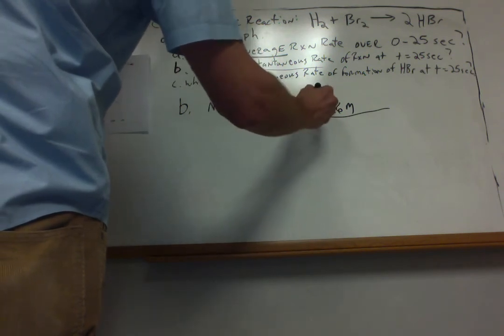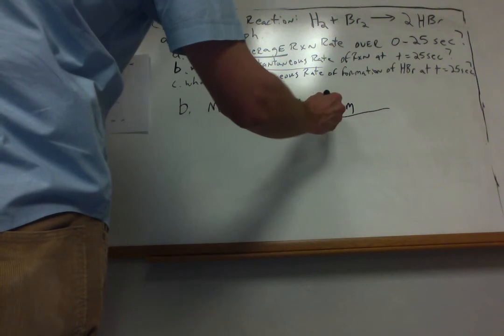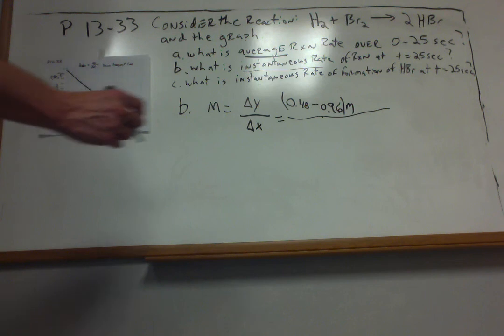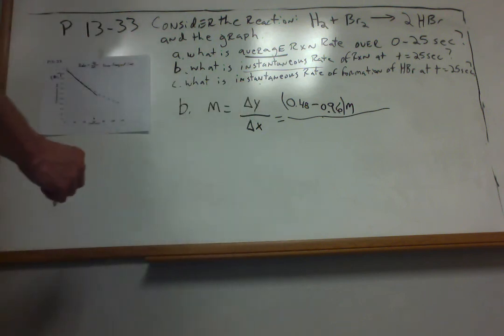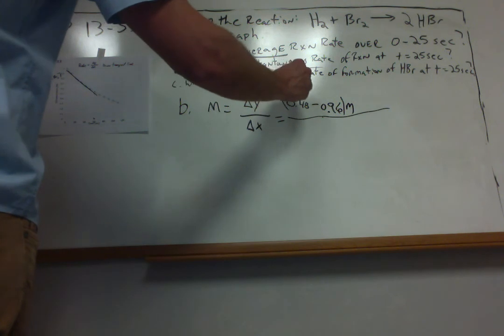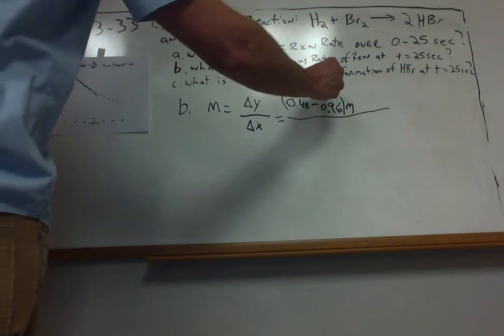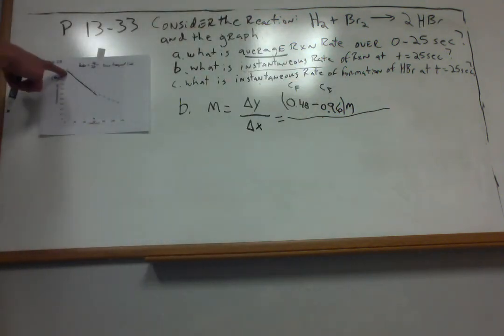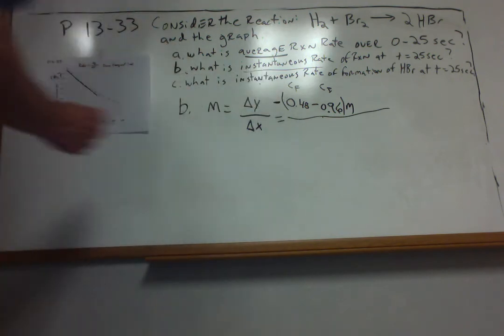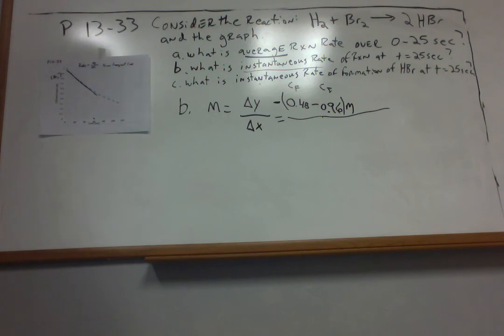You might wonder why I'm writing this in this order. But I want it to be consistent with this final minus initial business. So C final, C initial at time equals 0. It's the higher number. So again, since I'm consuming reagent, I'm going to give it a negative sign here just to be consistent, and have it be a positive rate of progress.